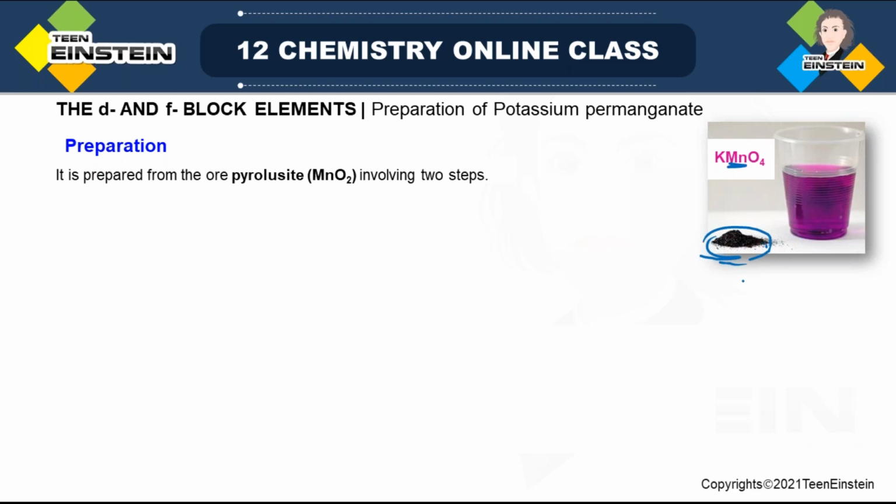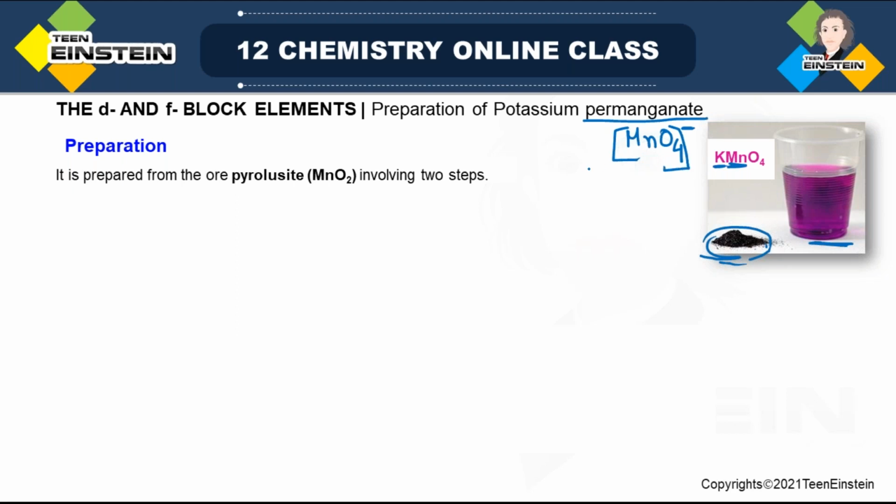Just take a pinch of this KMnO4, and if you dissolve it in water, it will have this purple color. The purple color is so intense that it appears as if it is black, but actually it is not black. How can we make it? Preparation of potassium permanganate. Potassium is K, and permanganate, this part, is MnO4 with a single negative charge, because you have removed potassium, and potassium carries a single positive charge.